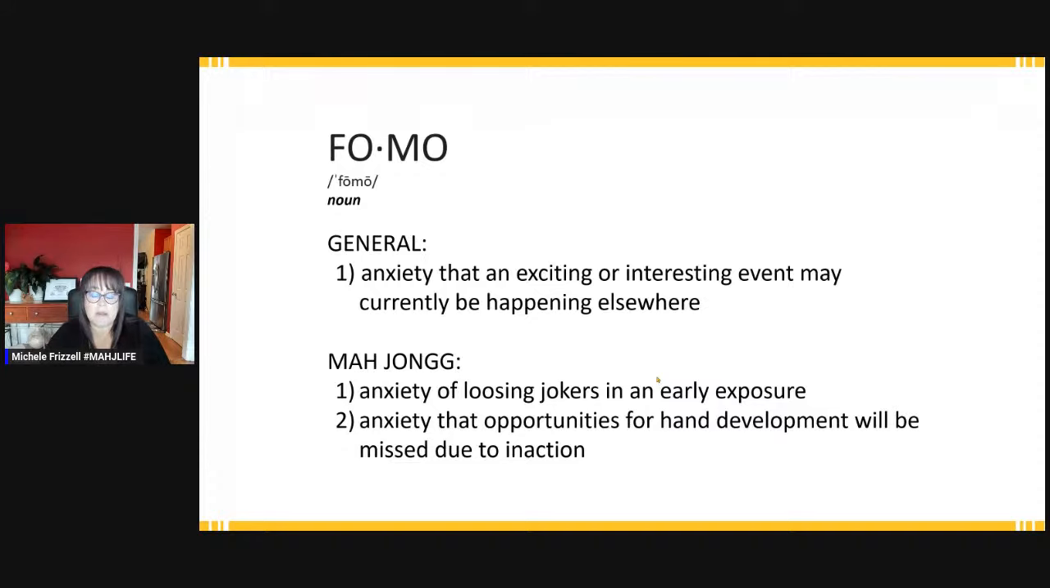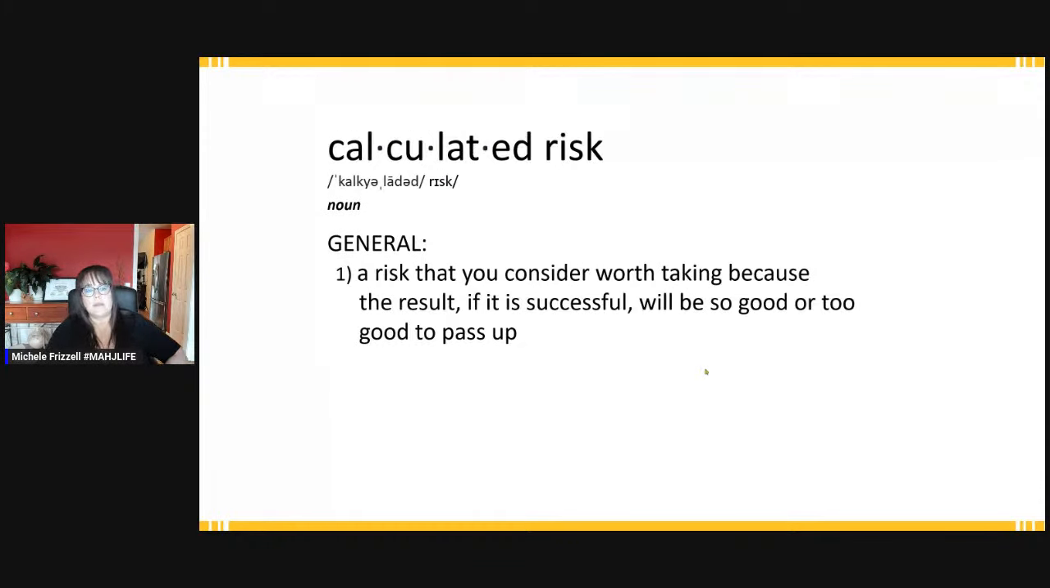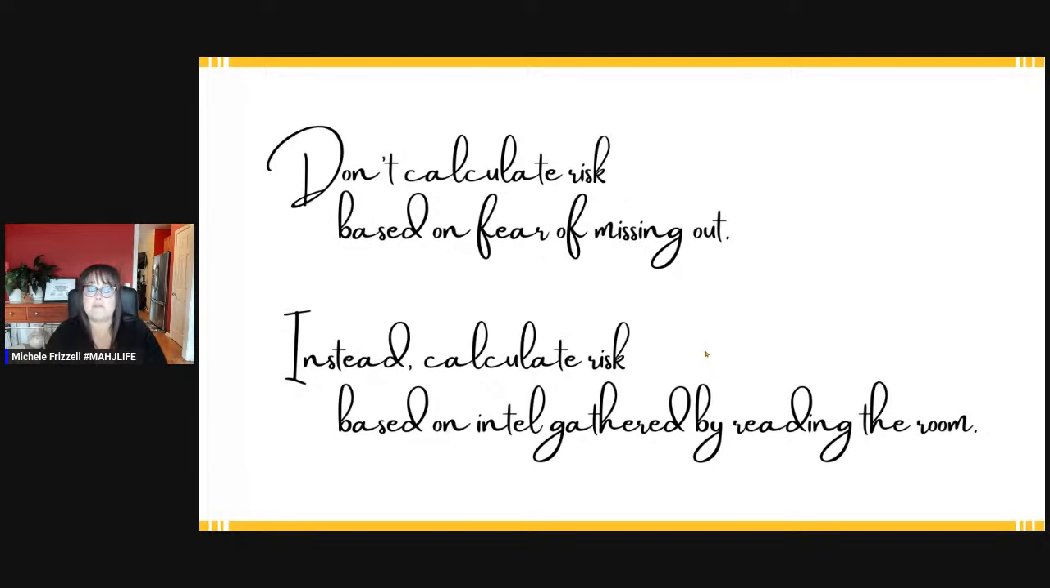So we're going to talk about how to accept or cope with FOMO by way of calculating risks. Calculating risk is that you consider a risk worth taking because the result, if it is successful, will be so good or too good to pass up. So between FOMO and calculated risks, you can find a comfortable spot. Don't calculate risk based on fear of missing out. Instead, calculate risk based on intel gathered by reading the room. We're going to talk about how to do that now.